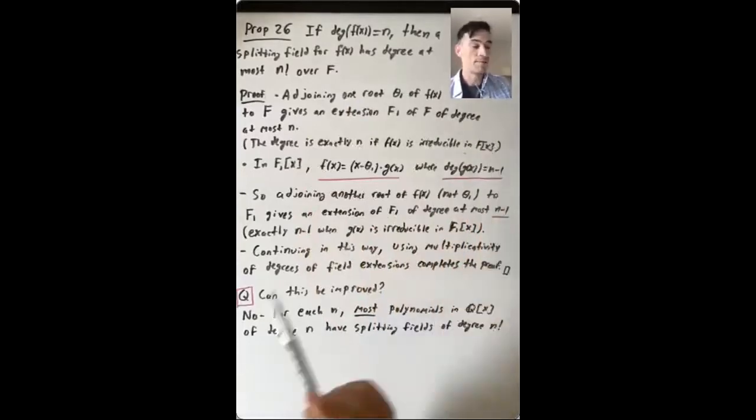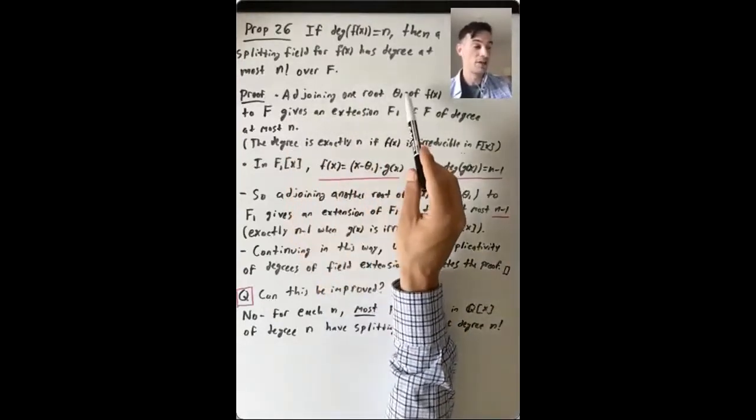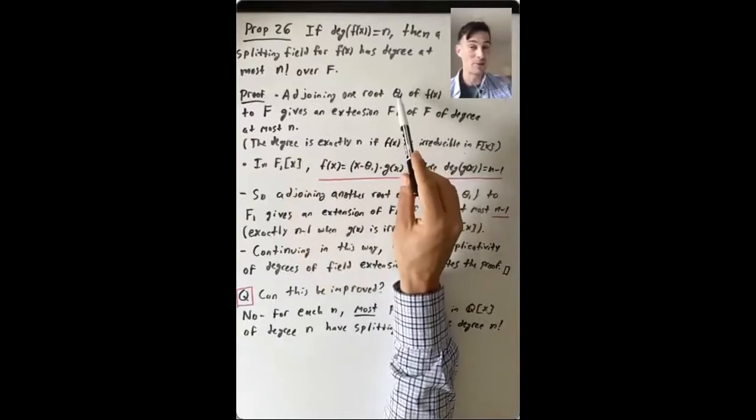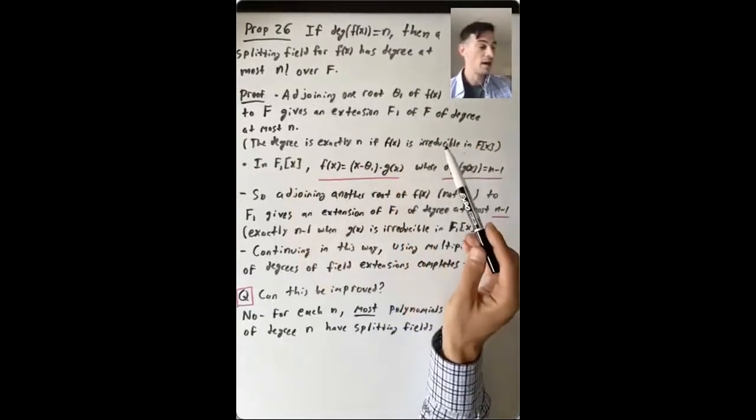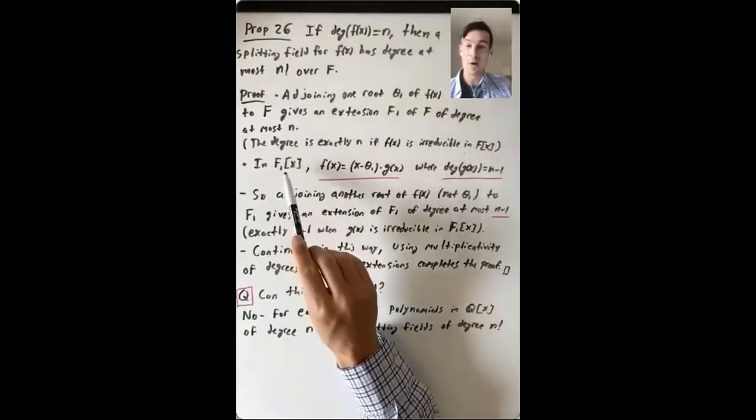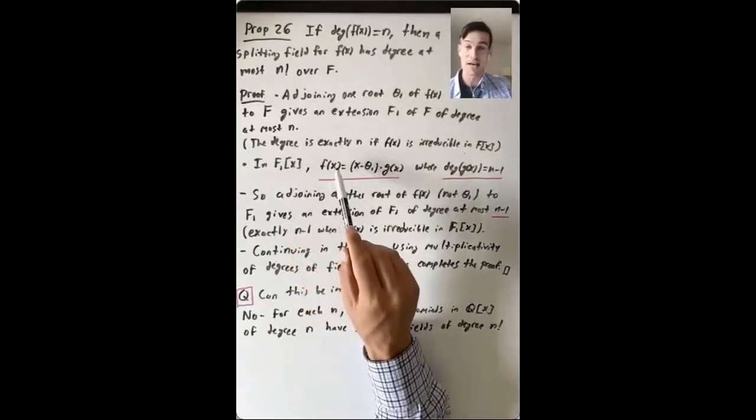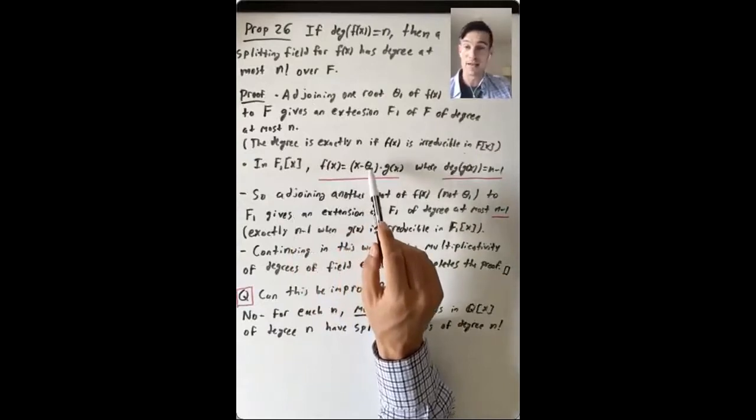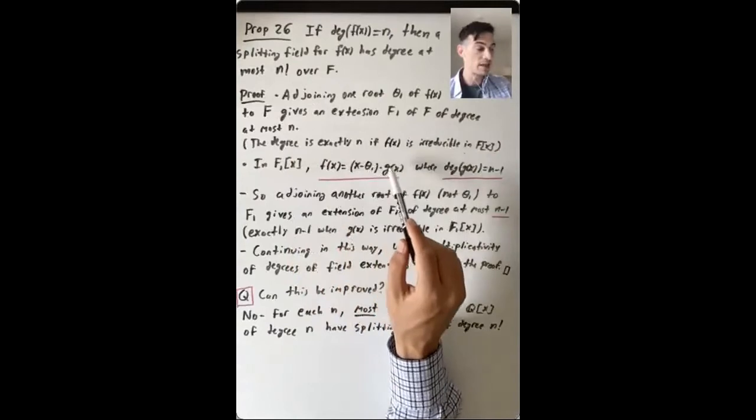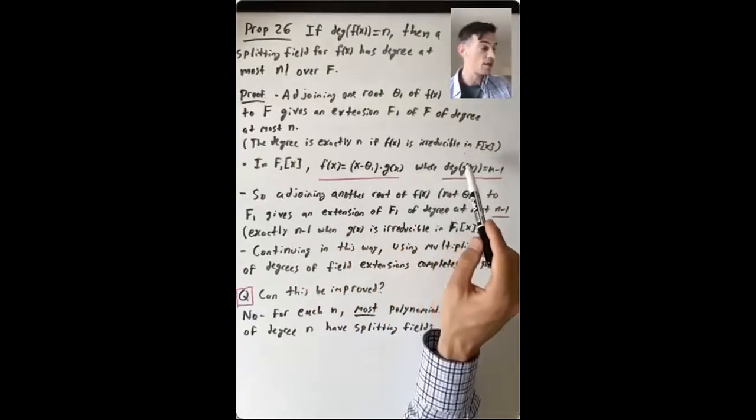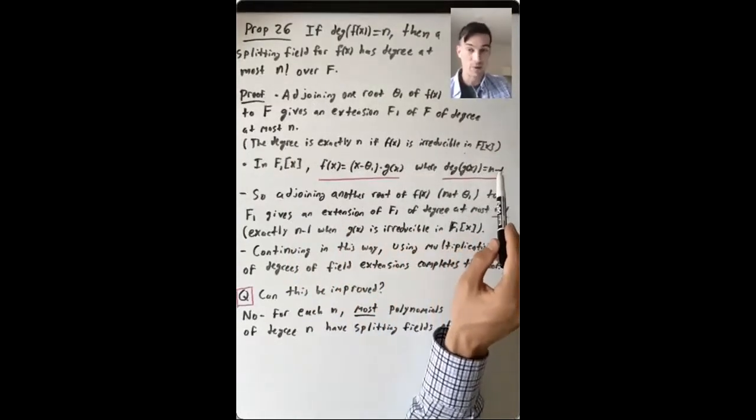Okay. So now let's look at this extension F1 of F in which little f(x) has at least this one root, theta 1. It might have more roots, but it has at least this one root. In this F1[x], how does little f(x) factor? Well, it has a root, so it has this linear factor, x minus theta 1. So whatever it is, it's (x minus theta 1) times g(x), where the degree of g(x) is now n minus 1.